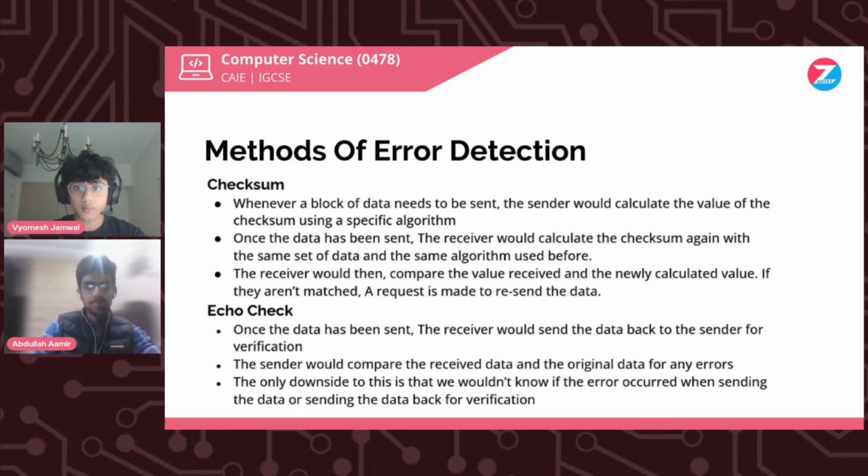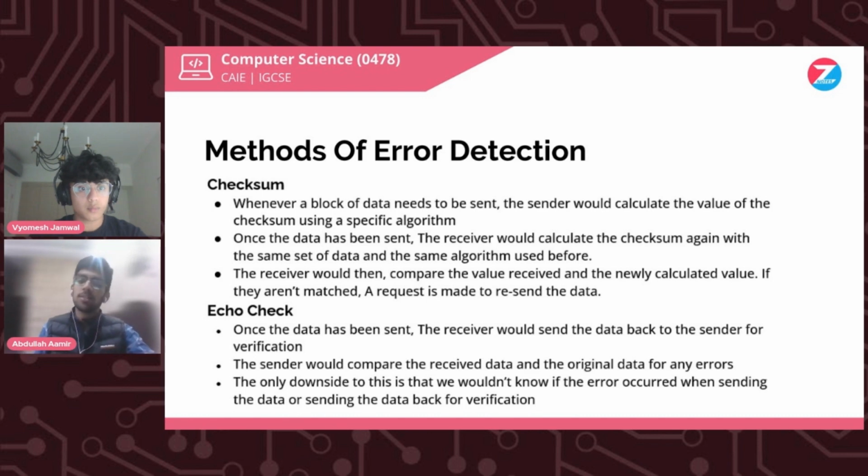Echo check is when the data is sent from the sender to the receiver, and the receiver sends the data back to the sender for verification. When the sender receives the data back, the sender checks it against the original data and lets the receiver know whether the data is correct or not.